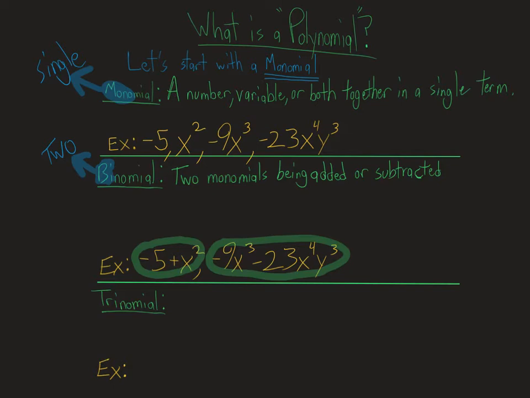And trinomial. I'm sure you've got it at this point. We talk about tri, as in tricycle. That means 3. So we know what a trinomial is going to be. 3 monomials added or subtracted.